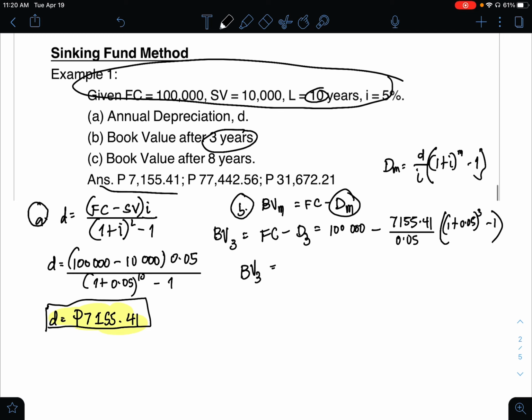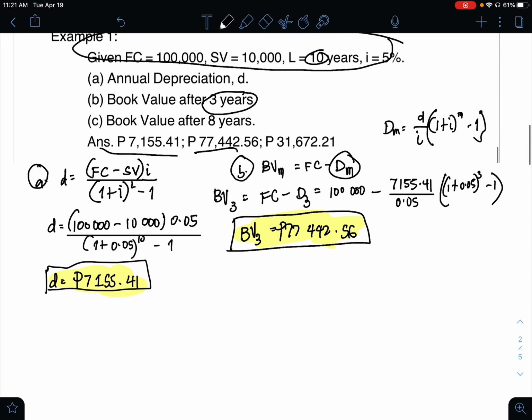Okay, so, ay, darating. 77,442.56 pesos. So that's the book value after 3 years. Now, the question, letter C, is to find the book value after 8 years. So, what's ang book value niya after 8 years? So, just change 3 to 8, no?